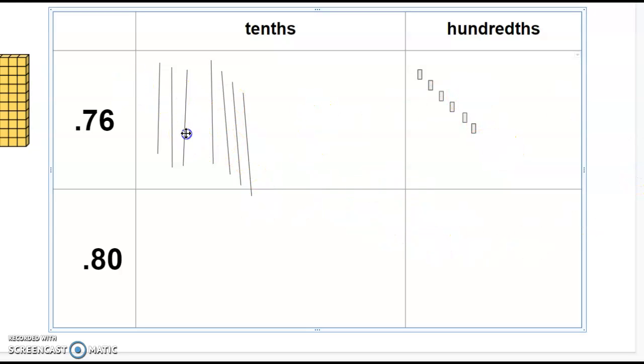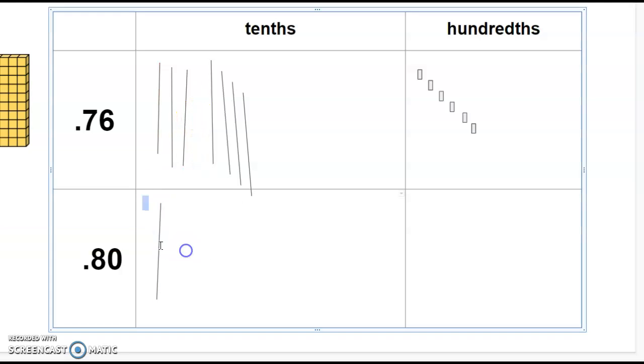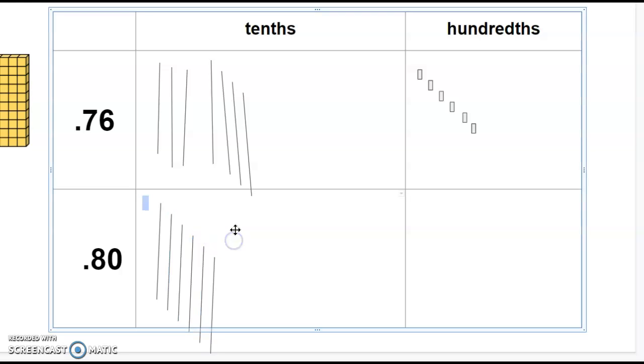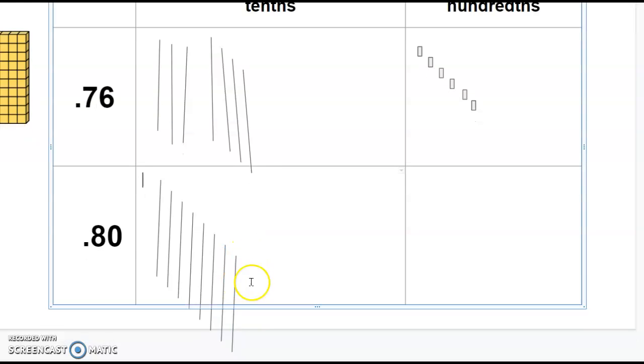Now let's check over here. I need 8. 1, 2, 3, 4, 5, 6, 7, 8. So which one has more? Which one has more in the tenths place? This one does. So 80 hundredths or 8 tenths is larger than 76 hundredths.